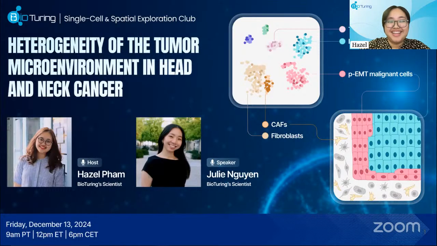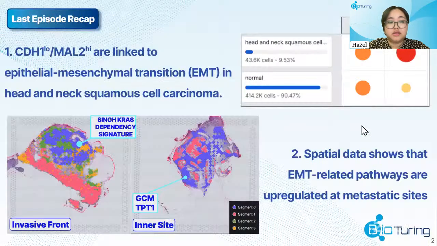We are both biologists here at Bioturing, and for this week we will explore the heterogeneity of the tumor microenvironment in head and neck cancer. This is the follow-up session to the previous week's session, where we also worked with head and neck cancer and found some characteristics of the transition of the cells in the cancer. Before we begin, I want to give you a little recap of what we presented last week. So, Julie, can you please give us a little bit of recap here?